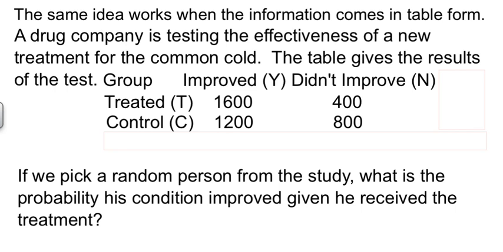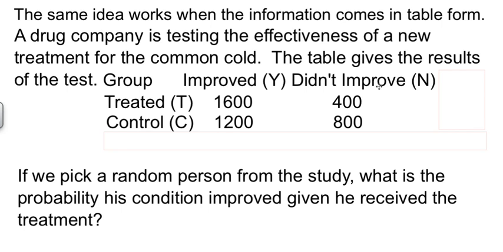Same idea works if they throw it at us in table form. We have a drug company testing a new miracle pill for the common cold. So we have some people that we treated with real medication and some that we just gave what's called a placebo, where there's nothing really in it. So those are our two groups. We have people who improved in each group and people who didn't improve.